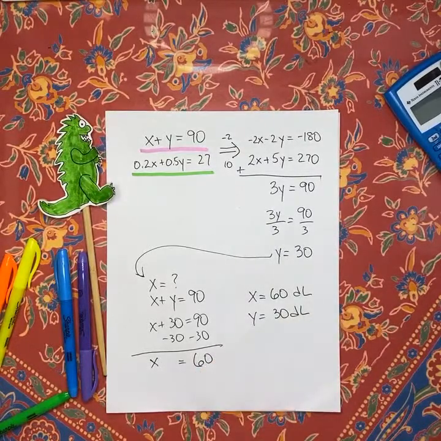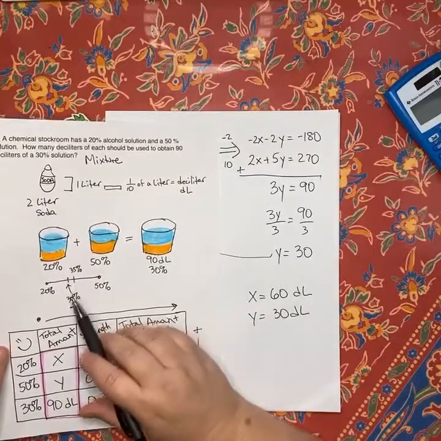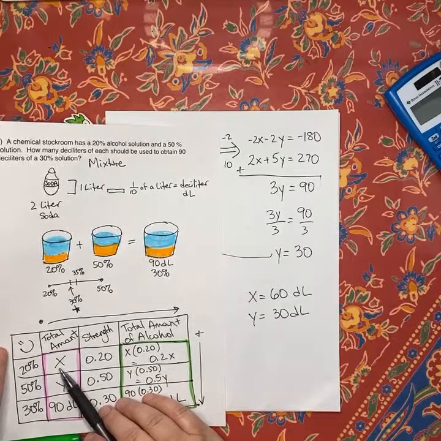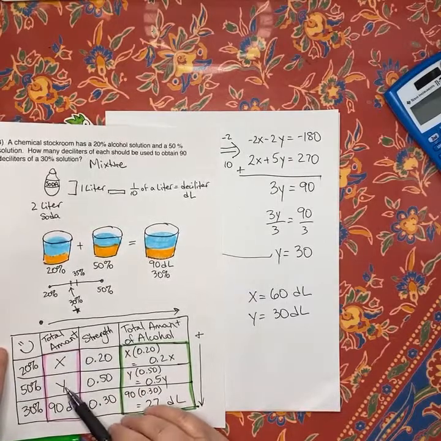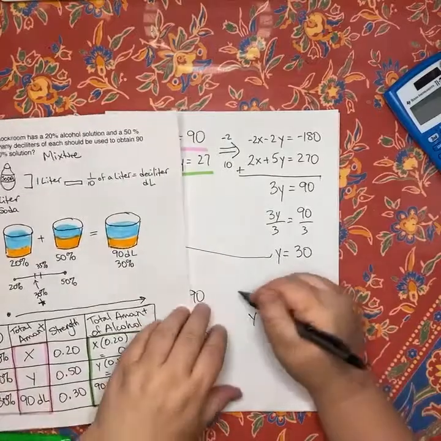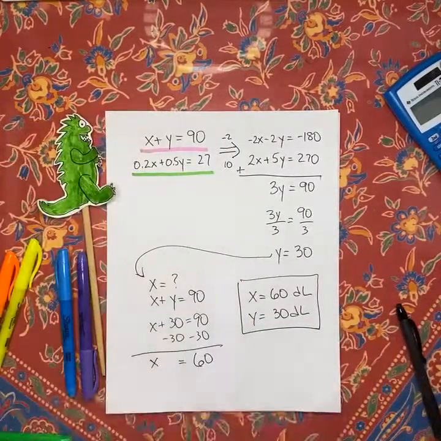And the question becomes, did it match our prediction? So our prediction was 30% is closer to 20%. So x should be bigger and y should be smaller. x, in fact, is twice as big as y. So that worked. Woohoo! That was awesome.